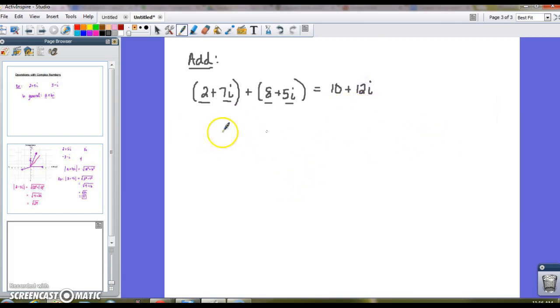Adding is very, very basic. Add your real components, add your imaginary. So add your A values together, then add your B values together. Same is true if you have a negative in there.